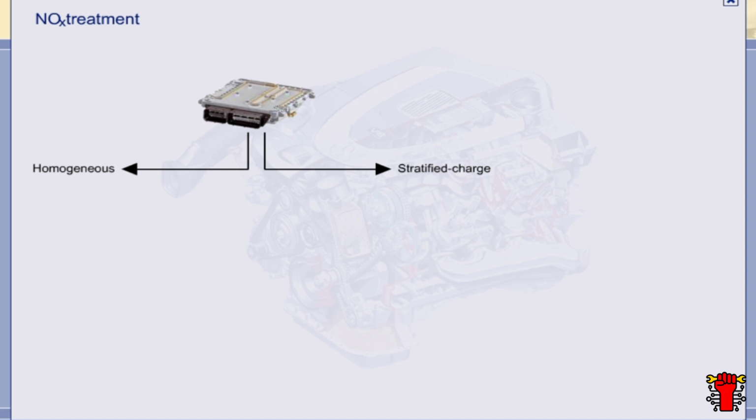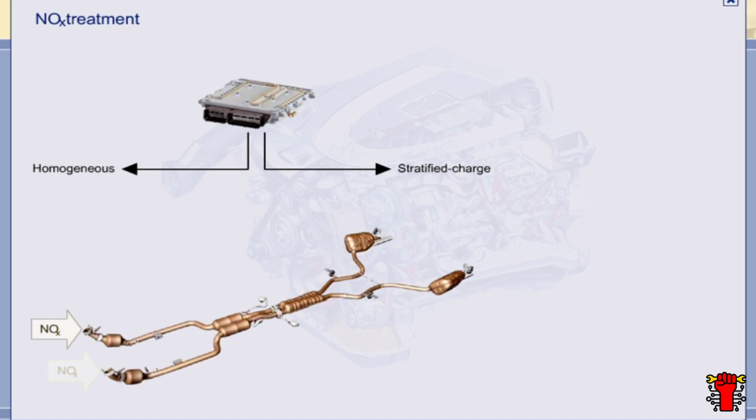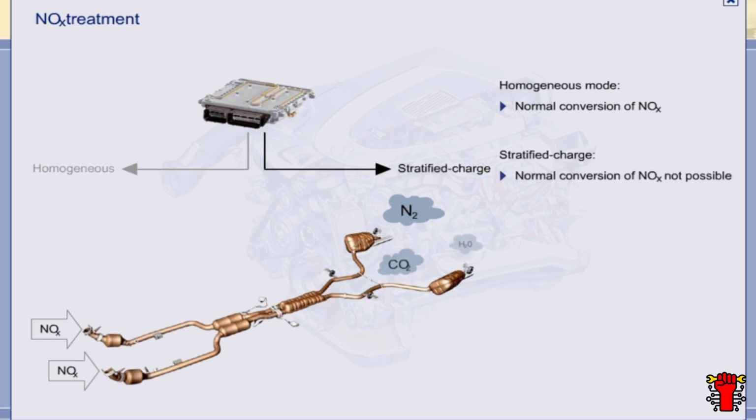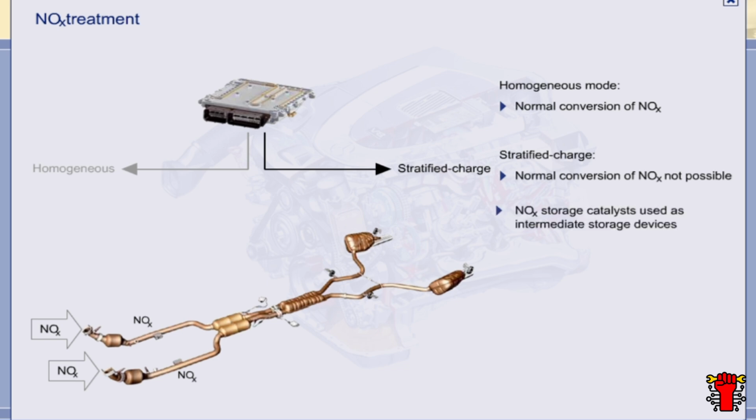Homogeneous mode and stratified charge mode differ greatly when it comes to exhaust gas treatment. In homogeneous mode, the oxides of nitrogen are converted, along with the other pollutants, in the three-way catalysts as normal. In stratified charge mode, it is not possible to catalyze the oxides of nitrogen because of the very lean mixture. The three-way catalysts are ineffective here. As a result, the unconverted oxides of nitrogen are first stored in special NOx storage catalysts.